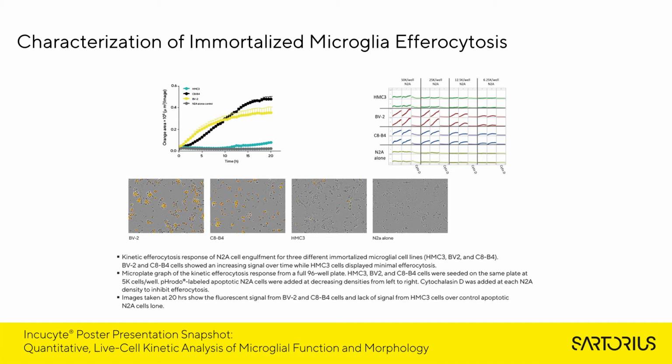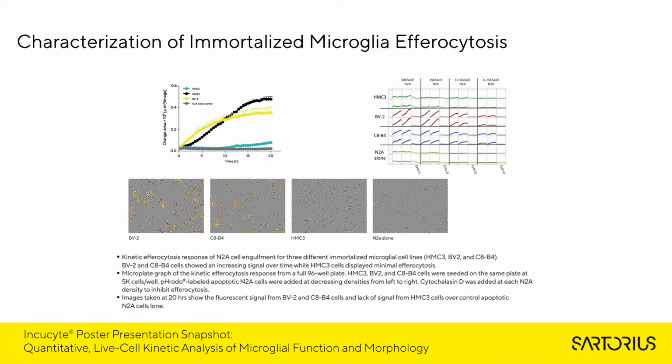So the 3 cell lines were seeded on the same plate at 5,000 cells per well, and then pHrodo-labeled apoptotic neuro 2A cells were added at decreasing densities from left to right. Cytochalasin D was added at each neuro 2A density to inhibit efferocytosis. So you can see once again that we're seeing a very little response from the HMC3 cells at any of those densities compared to the response of the increase in orange fluorescence we're seeing from the BV2 cells and the C8B4 cells. The neuro 2A cells alone that are in the bottom 2 rows of that microplate graph show no fluorescent response, as you would expect.